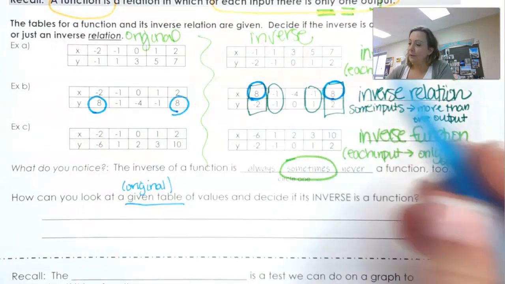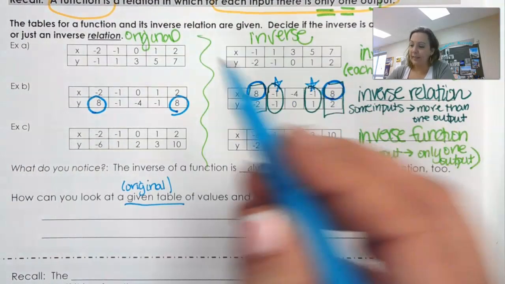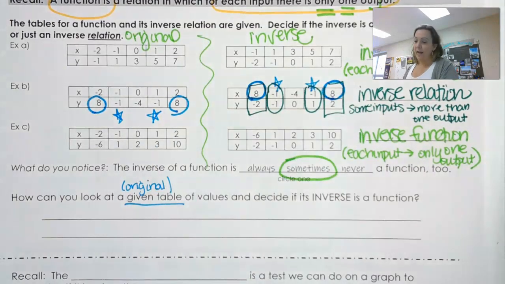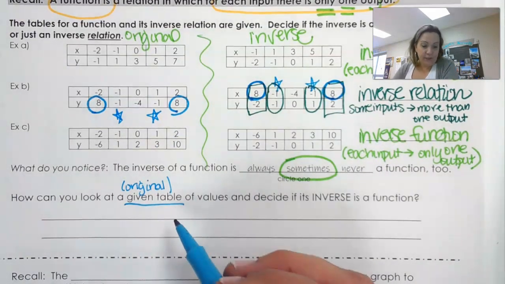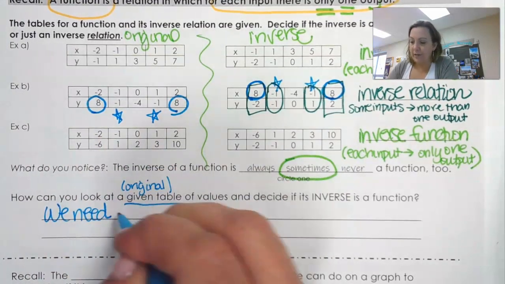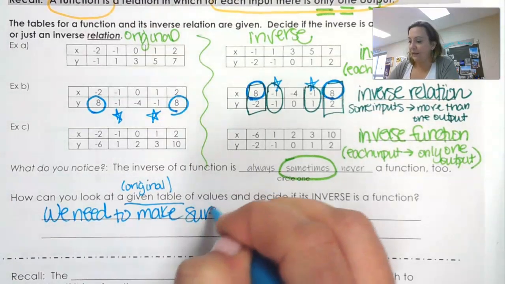Similarly here with the -1 and the -1 that were repeated in the x's, here this was repeated in the y's. So what we need to do is make sure, in the original table, that none of the y values repeat.